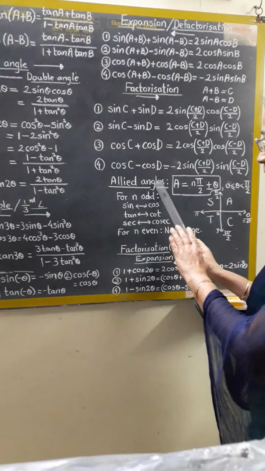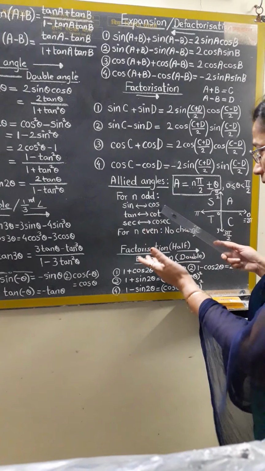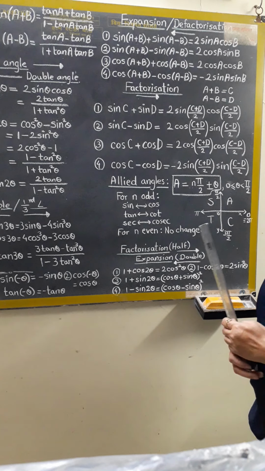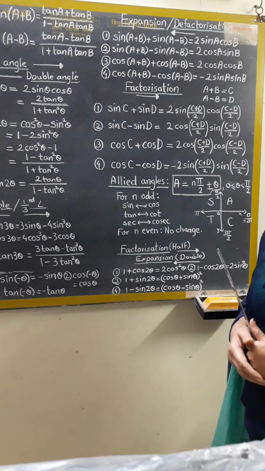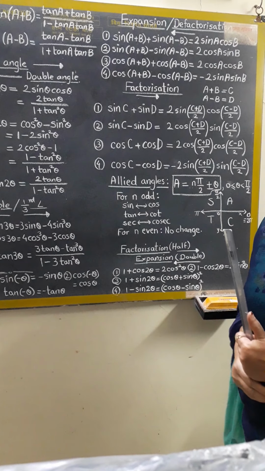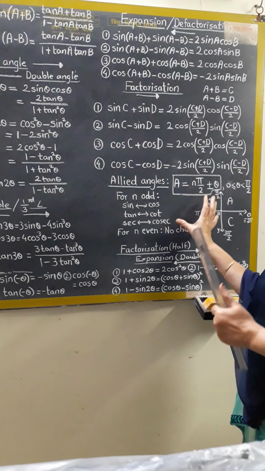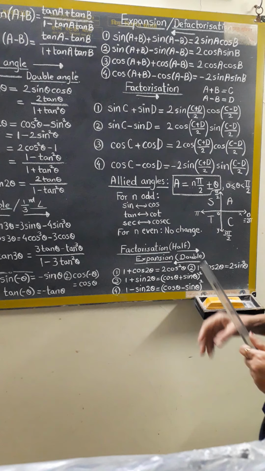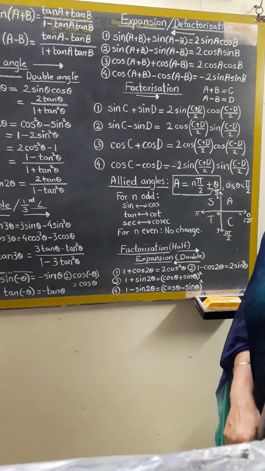So this is all about the allied angles. We will see many more examples of allied angles while solving the exercise for these trigonometric functions, the exercise depending on the allied angles. Okay, so here we will stop. We will just remember what exactly those formulas are and how to use them.